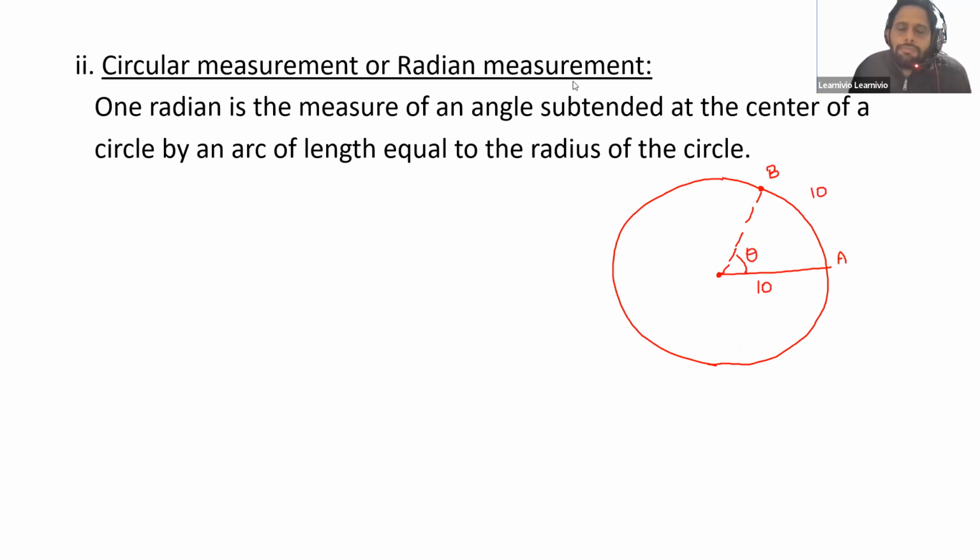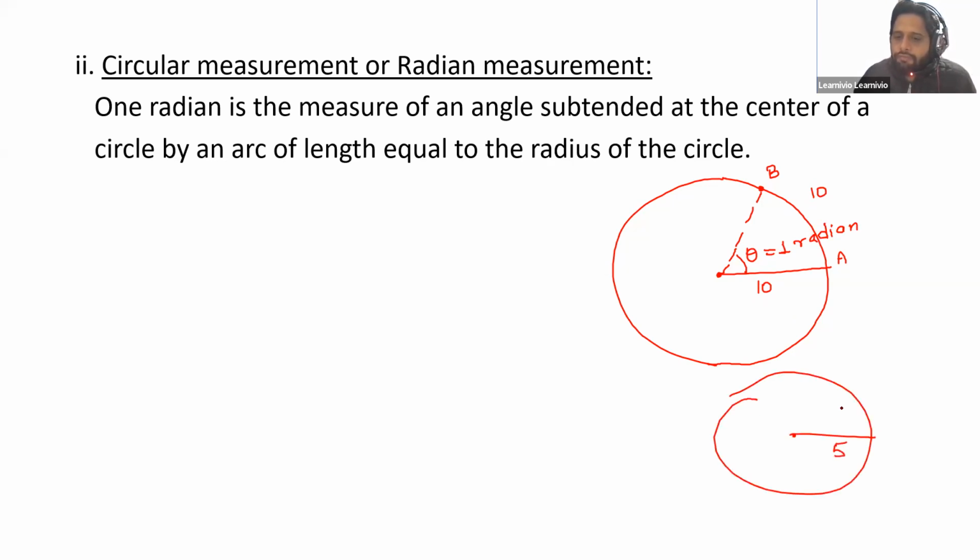Now, what is 1 radian? It is a measure of an angle subtended at the center of a circle by an arc of length equal to the radius of the circle. So that means if this arc is equal to the radius of the circle, then the angle subtended at the center will be 1 radian. For example, if we have this circle and the radius is 5 and the arc is also 5, then the angle subtended at the center by this arc.